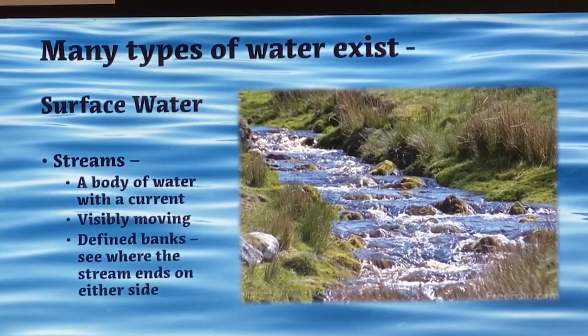So if you look at this picture, you'll notice that the stream has two sides. We see clearly where the water ends on either side. So it's contained in that narrow strip, and it's constantly moving. So we can see the flow of water movement there, especially with the white caps, as you can see. That's created because the water is hitting against those rocks as it moves past.